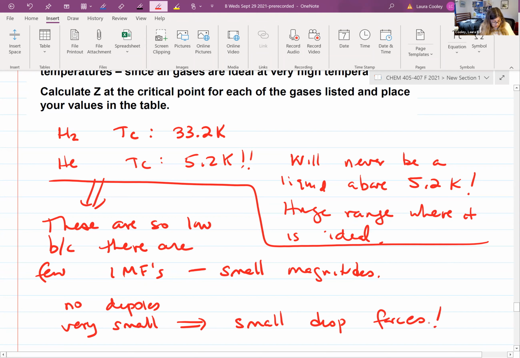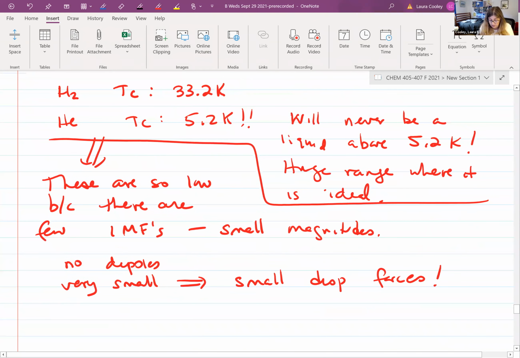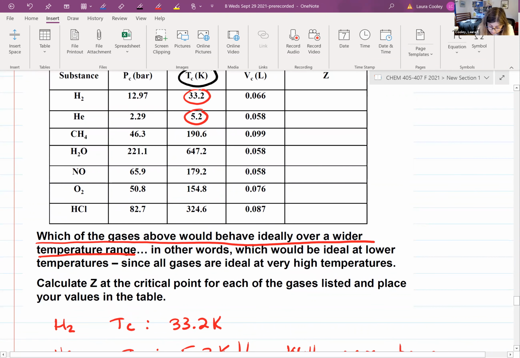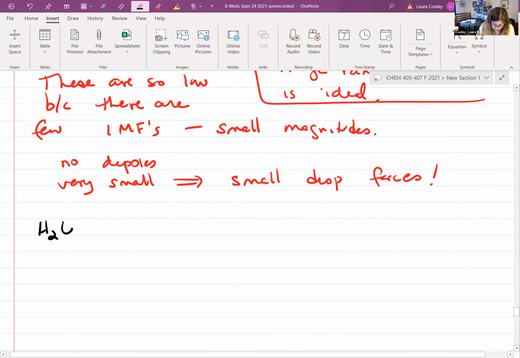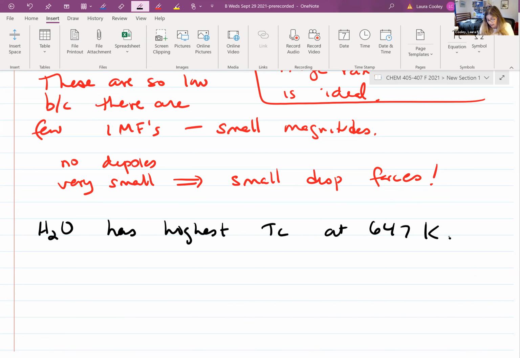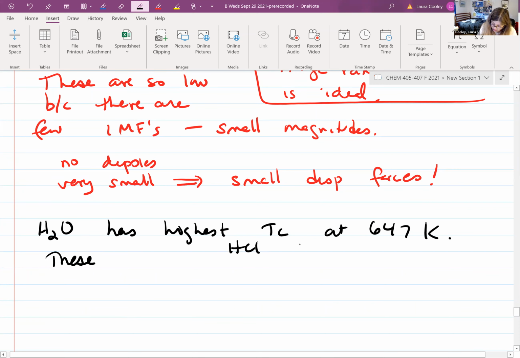Okay. On the other hand, if you look at this chart, here's water. Water has the highest critical temperature, and another high one is HCl. And these are extremely polar. So water has the highest on this chart at 647 Kelvin. HCl has a pretty high one as well.